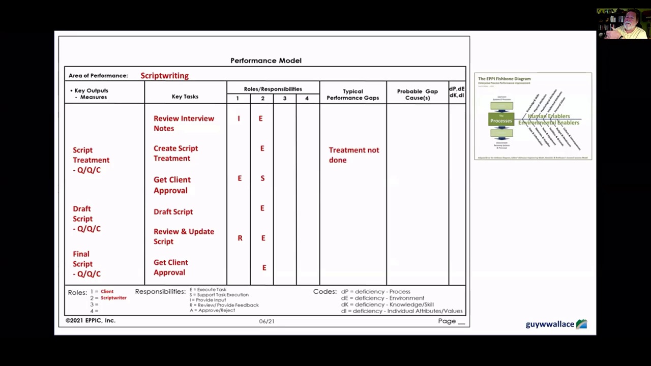Now, what was typical in my world back in the 1979-80 period was that treatments weren't done by some of my peers. Why? Well, because the client thought it was a wasted step and they directed us to just skip that. So that's a DE. That's my environment that I'm in. And the client says to skip it. And my environment is telling me to skip it. And so we would skip it. And then we wouldn't do a treatment.